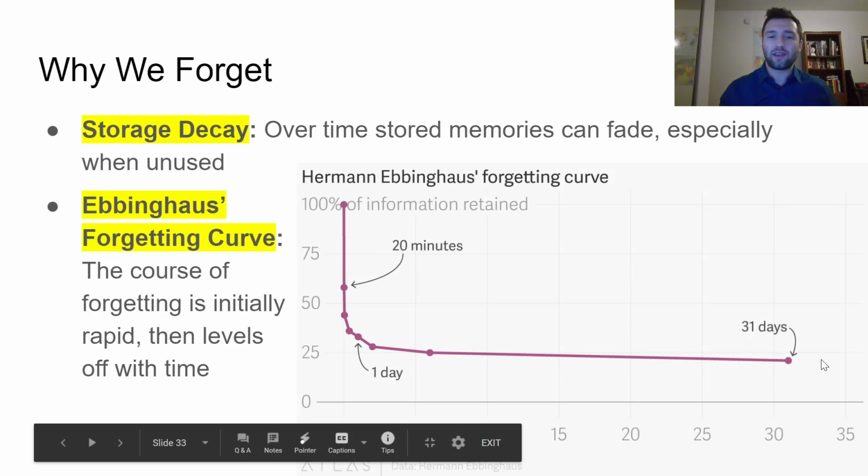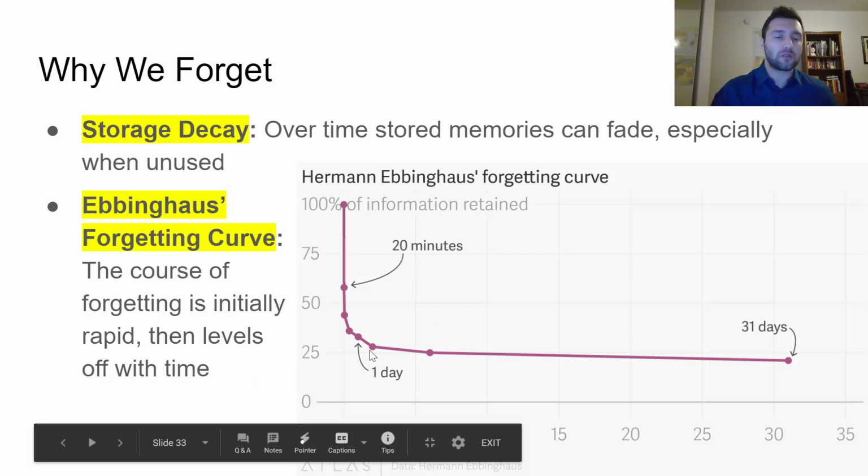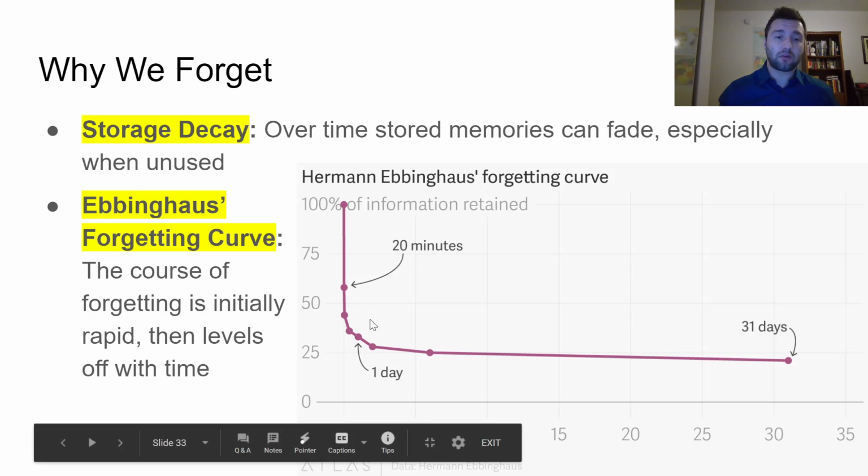The difference between one day and 31 days, a month, is not very much, maybe 5%. So again, there's this initial drop-off, and then it levels off. If you remember something after a day, 24 hours later, it's very likely you'll remember it 31 days later. And again, this will come in handy when we start talking about how we improve our memory. Because if I can remember things 24 hours later, that means it's probably still going to be there.